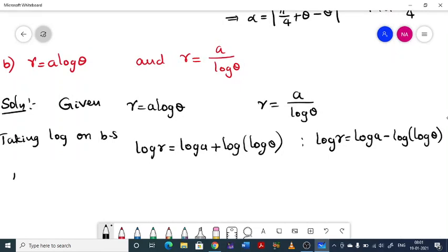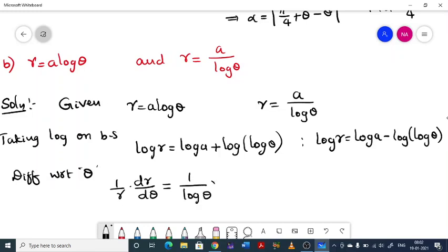Differentiating with respect to theta, what do we get? 1 by r into dr by d theta equals log a, differentiate it, we get 0, plus log of log theta, so 1 by log theta into derivative of log theta, 1 by theta, into derivative of theta, 1.